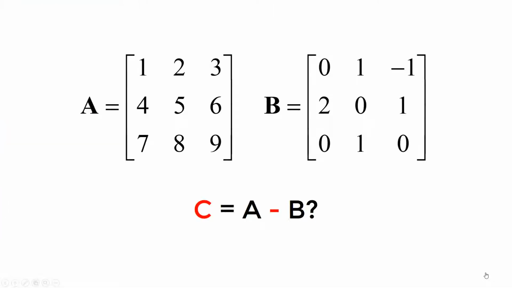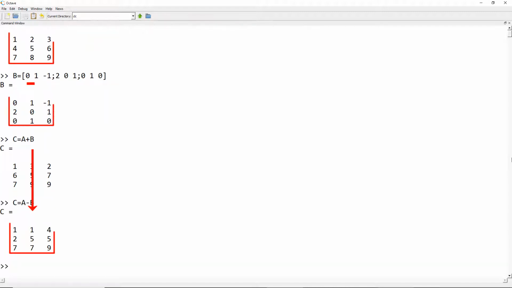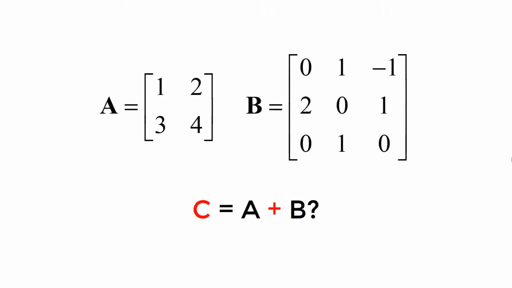What if you want to subtract matrix B from matrix A? Since we already created matrices A and B before, we can simply type C equals sign followed by A minus B. The resulting matrix C is shown below. The elements in matrix C are element-wise subtraction between matrices A and B.